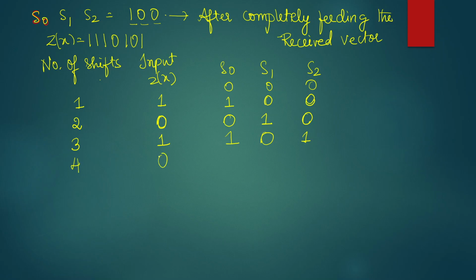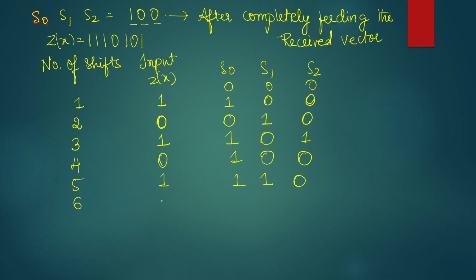Fourth, again a 0, 0 plus 1 is 1, 1 plus 1 is 0, 0 gets shifted to the right. Fifth shift, where the fifth bit is appearing, which is 1, 1 plus 0 is 1, 1 plus 0 is 1, 0 gets shifted to the right, which is 1 1 0.